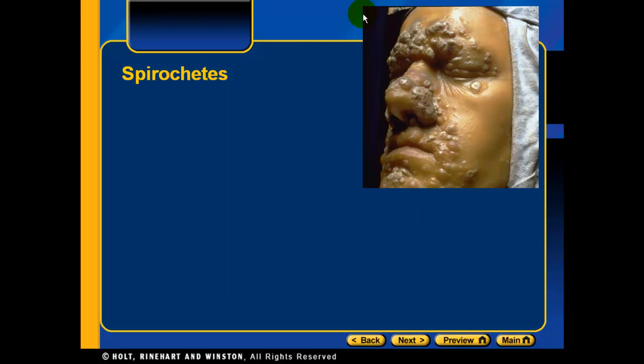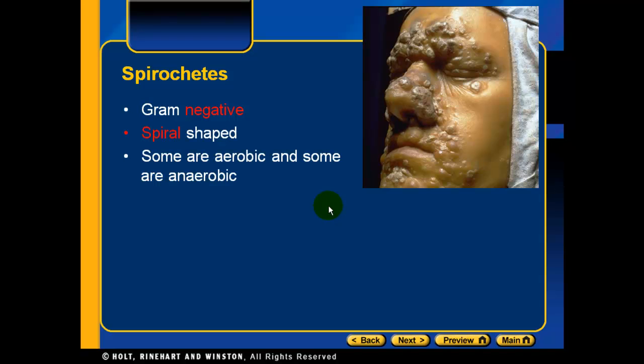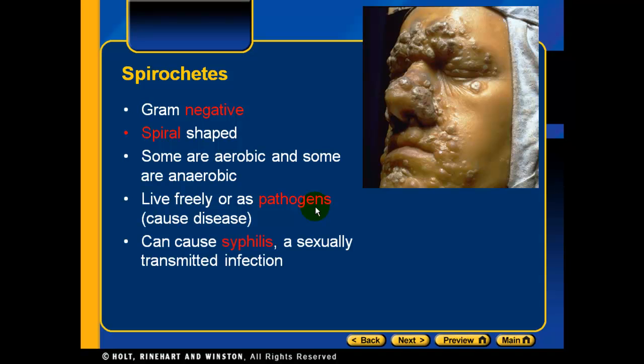All right, group number 4 are the Spirochetes. And these obviously can cause some serious diseases of bacterial lesions on the skin. These are gram-negative and they're spiral shaped. Some of them are aerobic and some of them are anaerobic. They can live freely or they can cause disease, which means they are a pathogen.